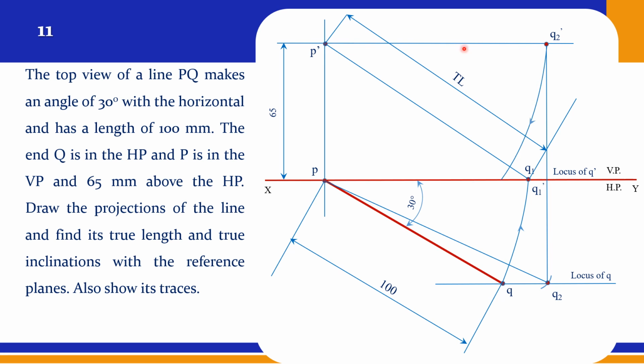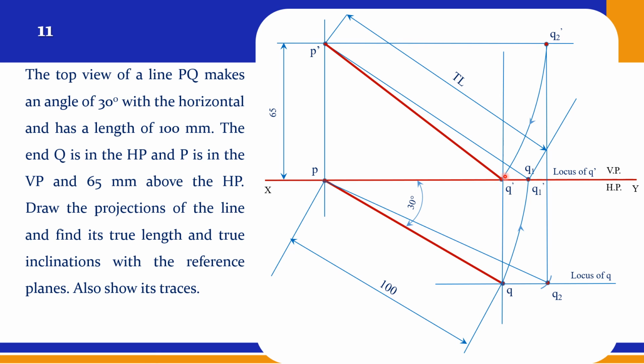Now with p dash and q2 dash as radius, rotate up to the locus of q dash line. It is obviously your xy reference line, and now this is your q dash. Join this line with a thick line. Now you see, the top view of P is on the XY reference line, and the front view of Q is on the XY reference line. It means that Q is on HP, P is on VP. That is the significance of this problem.